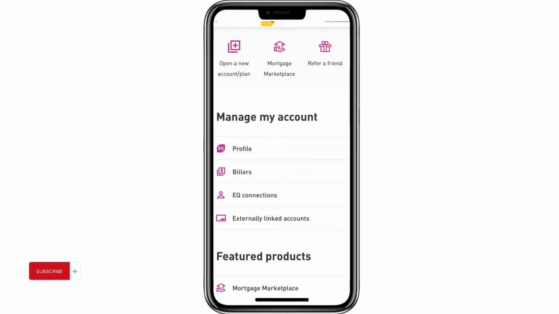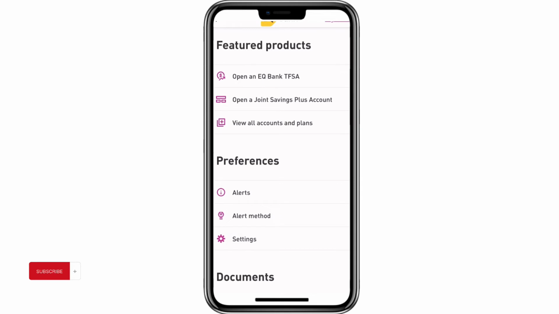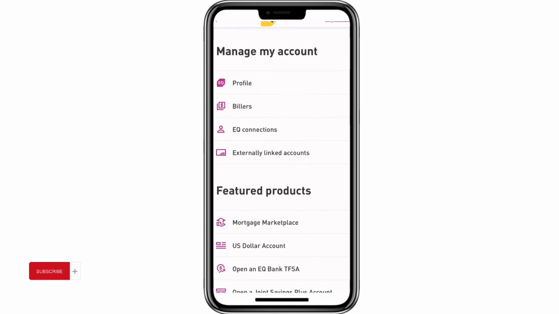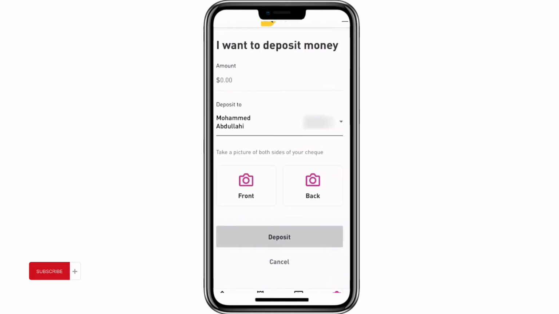Okay, moving on now. This is just the profile, and I think you can link an external account, maybe your CIBC on there, and on that part as well you can set up your TFSA.